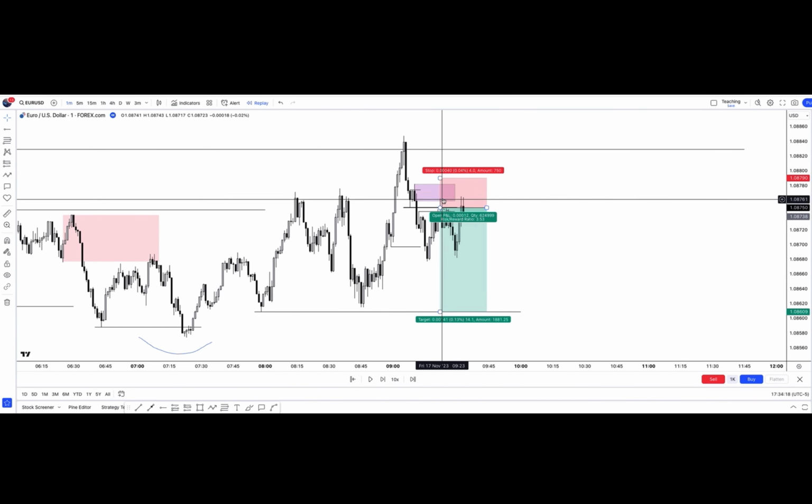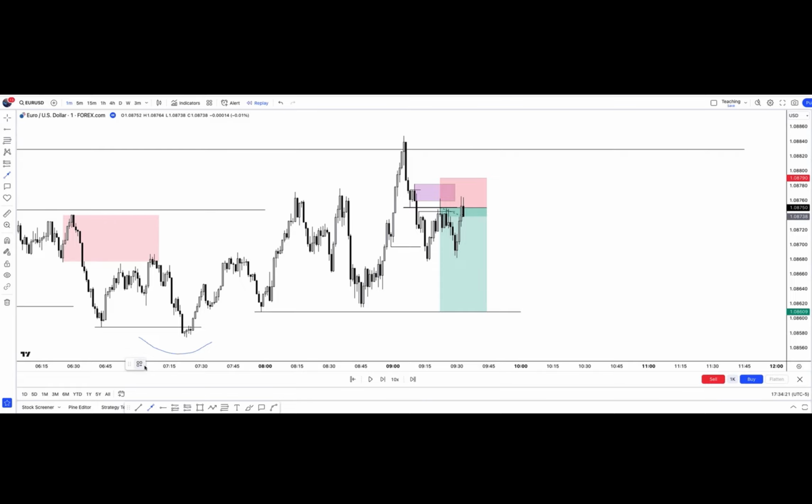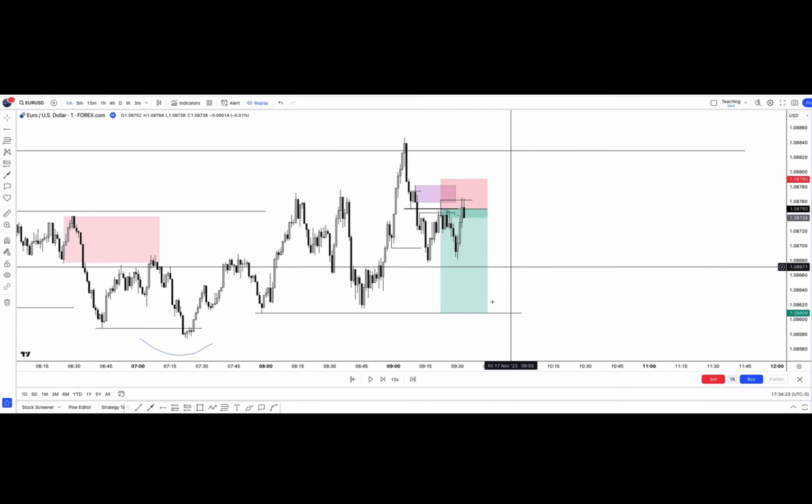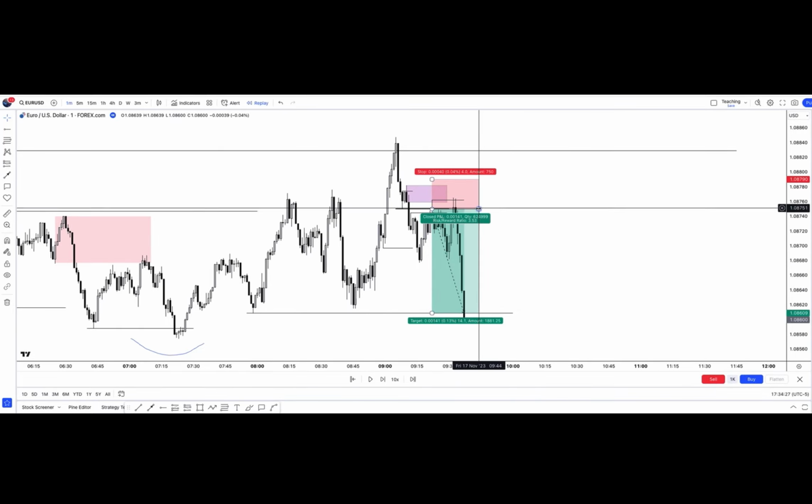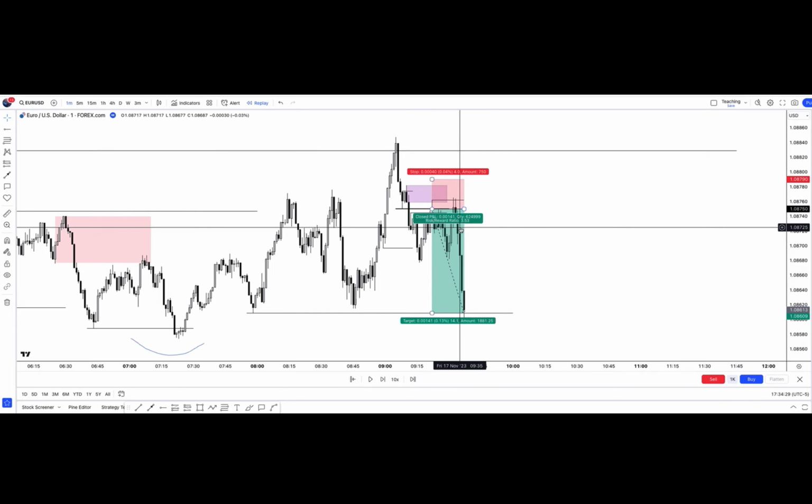And we actually end up coming back to the high, sweeping the high again, just like this. And then running to target, okay? So quick scalp, in and out.